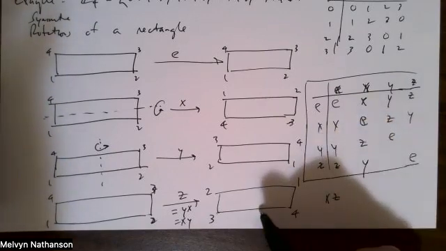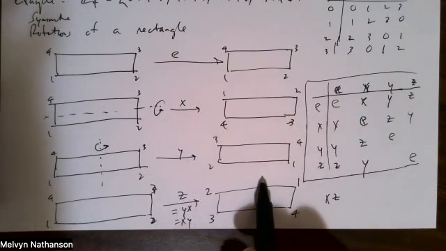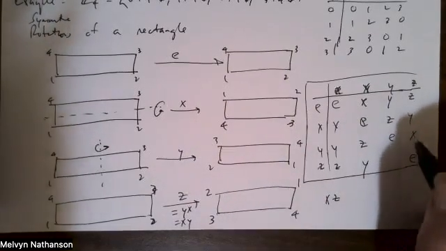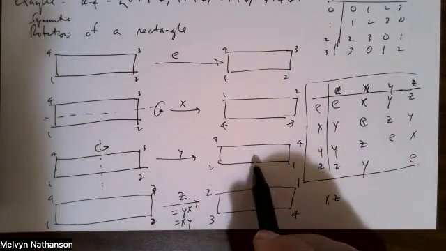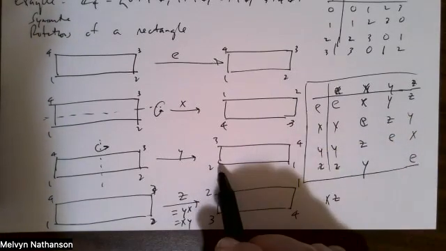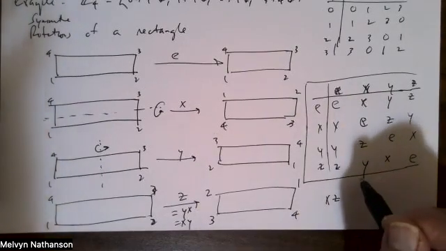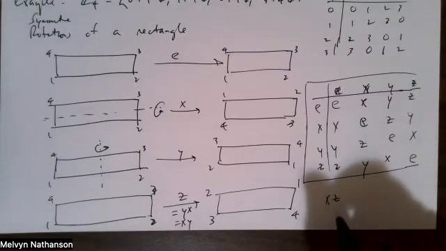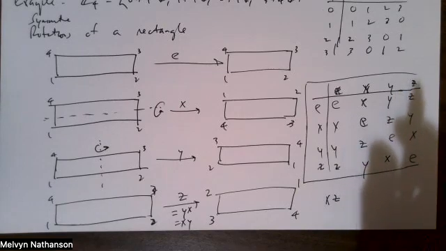YZ, here is Z. Flip it around the vertical axis, that's Y. You have 1, 4, that's X. ZY, here's Y. Flip it so the 4 is down here, that's X. So this, miraculously, is the multiplication table for the group of symmetries of the rectangle.